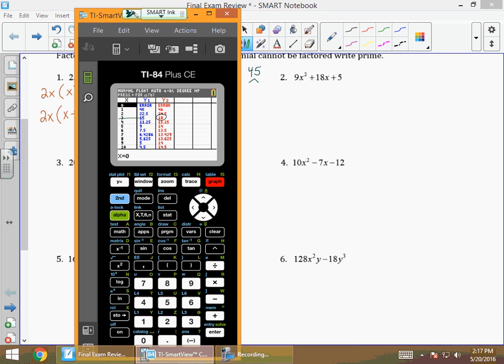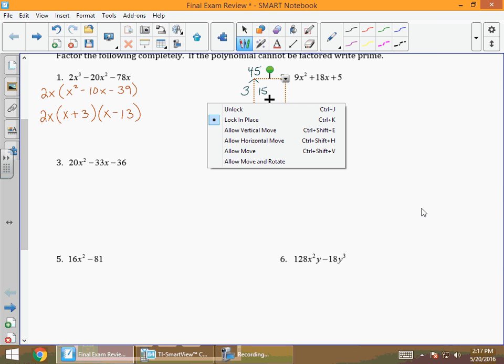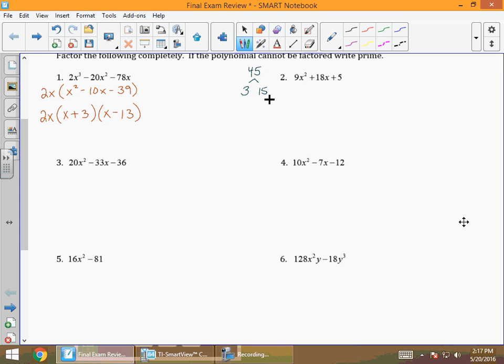So my two factors are going to be positive 3 and positive 15. So I want to use positive 3 and positive 15. Those are going to be the two numbers that multiply to give me 45 and add to give me 18. So I can use 9x squared. The airplane method tells me 9x goes in the front of both parentheses. And then I have a positive 3 and a positive 15.